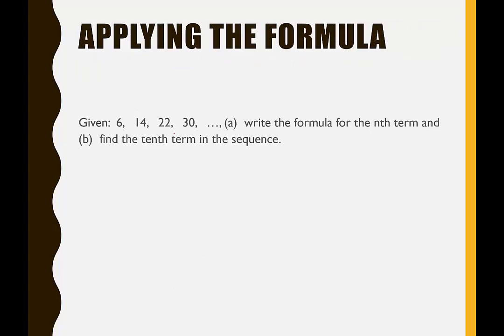We're given 6, 14, 22, 30. First, we're going to write a formula for the nth term, so that's for just the generic any term. And this, going back to that previous slide, is a sub n. And then we want to find the 10th term. Okay, so for part A, let's write down that formula. a sub n is equal to a sub 1 plus d times n minus 1. And let's fill in everything we know.